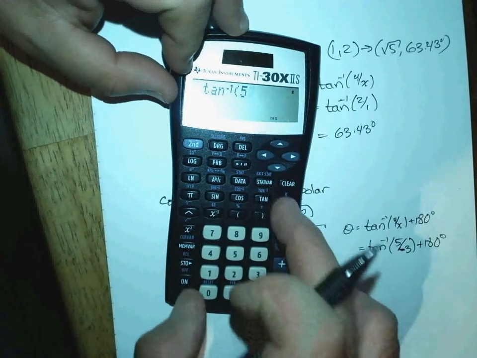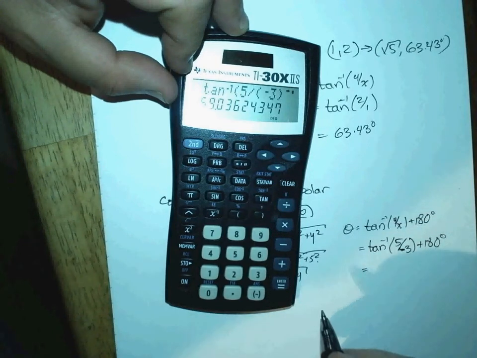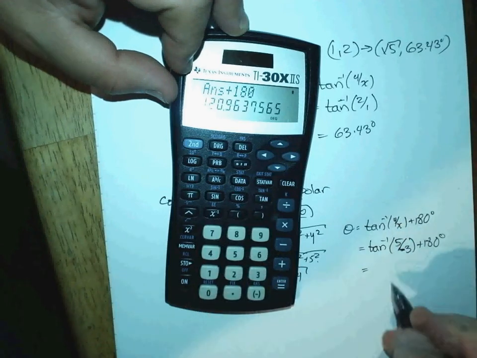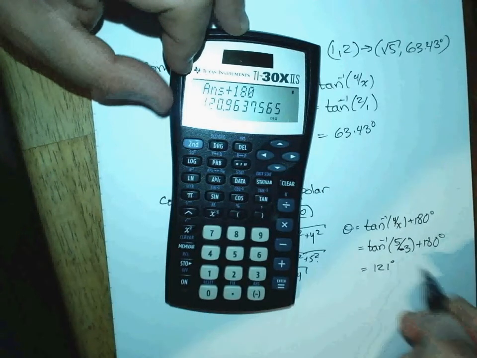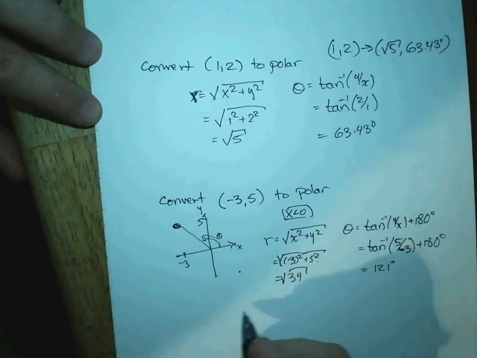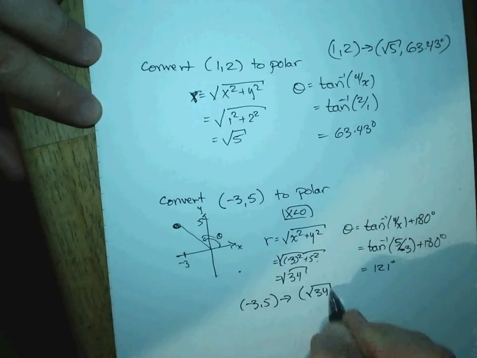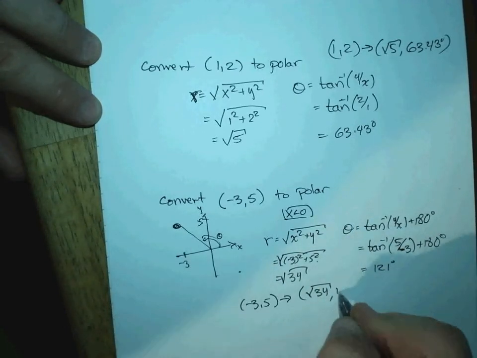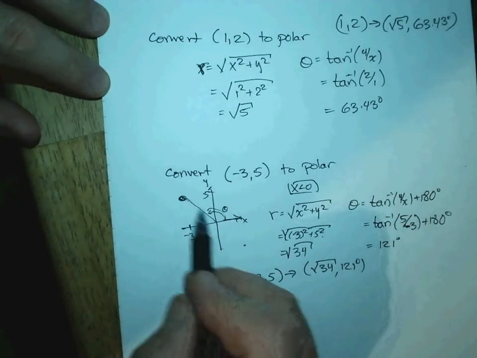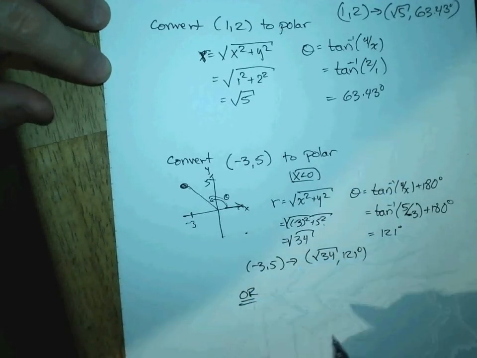All right, so let's see what our calculator tells us. Inverse tangent of 5 divided by negative 3 gives us negative 59 degrees, and then I add to that 180 degrees, and I get 121 degrees, basically. I'll round it. So that's an angle of 121 degrees. And so this point, negative 3, 5, becomes the point, square root of 34 is the distance from the origin, and 121 degrees is the angle from the polar axis to the line up to that point.